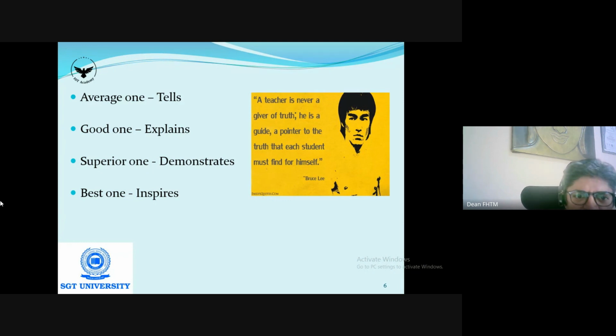Now, I have again some question. You can see on the right side of the slide, there is a famous personality, Bruce Lee. "A teacher is never a giver of truth. He's a guide, a pointer to the truth that each student must find for himself." What does this statement mean? Again, you can take to the chat box and put your thoughts here. What does the explanation mean? A teacher is never a giver of the truth. Why not?